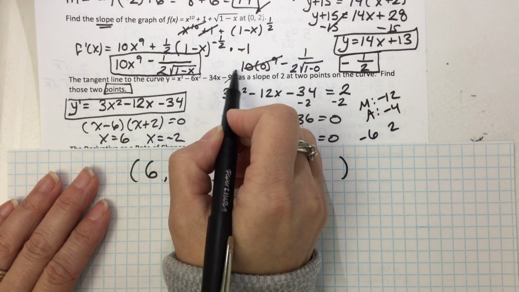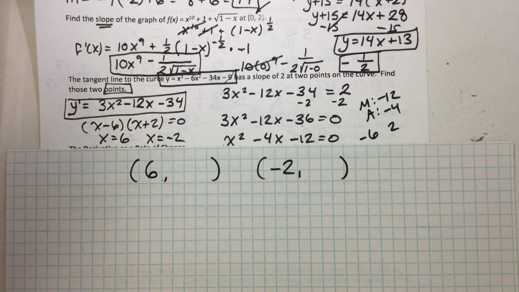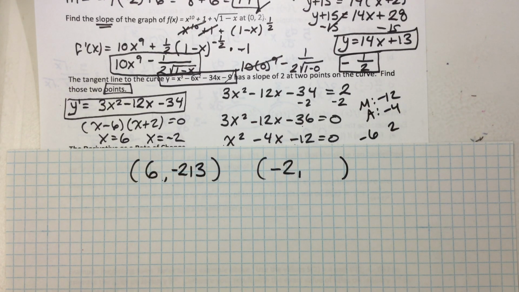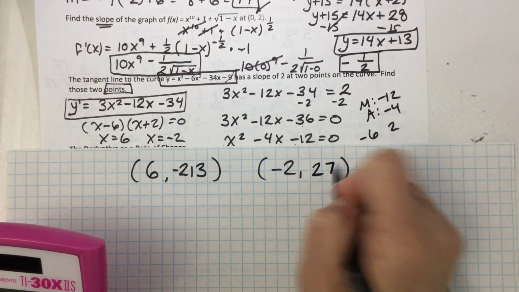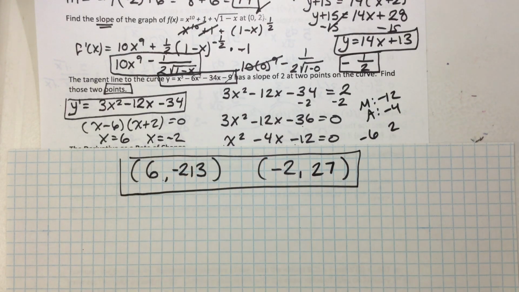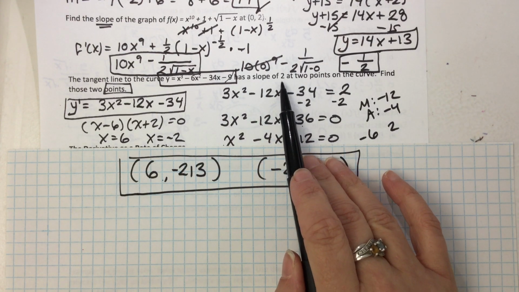To find the y value, you have to put it into the original. So if I take 6 and put it into the original, 6 to the power of 3 minus 6 times 6 squared minus 34 times 6 minus 9, I have negative 213. If I put in a negative 2, negative 2 to the power of 3 minus 6 times negative 2 squared minus 34 times negative 2 minus 9 is 27. So these are the 2 points on the curve where the slope would be up 2 over 1, up 2 over 1.